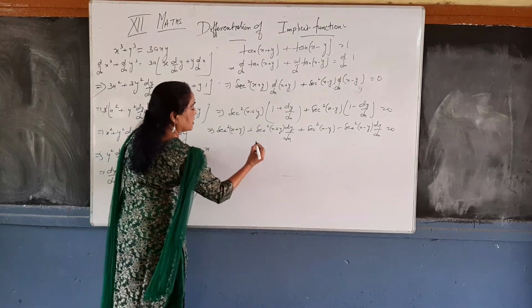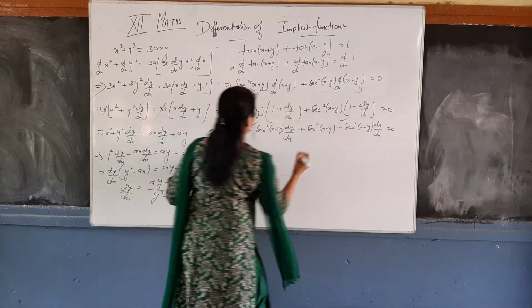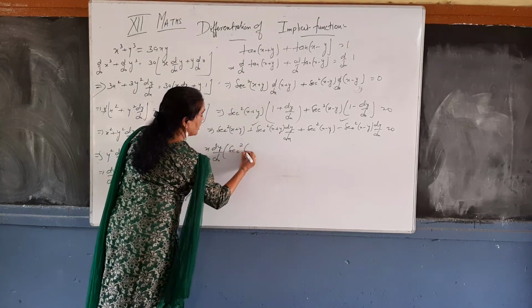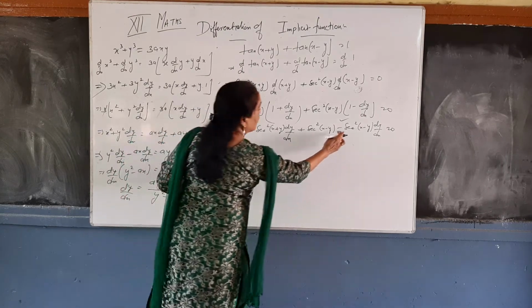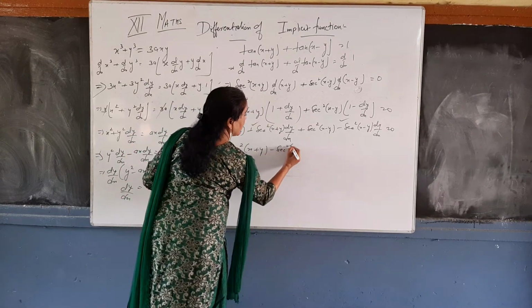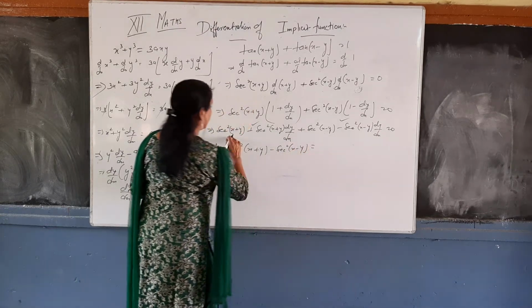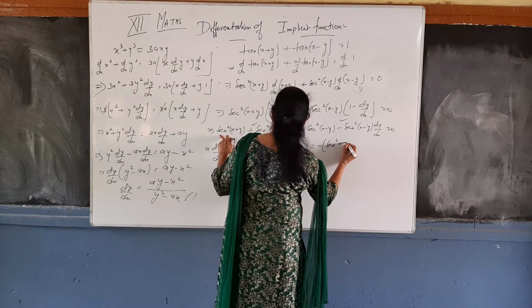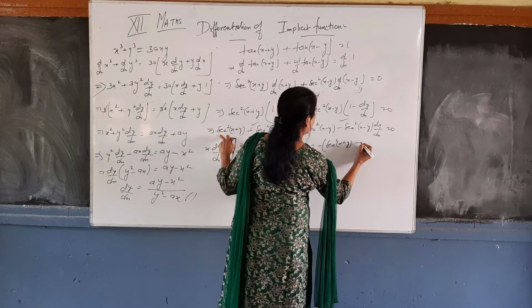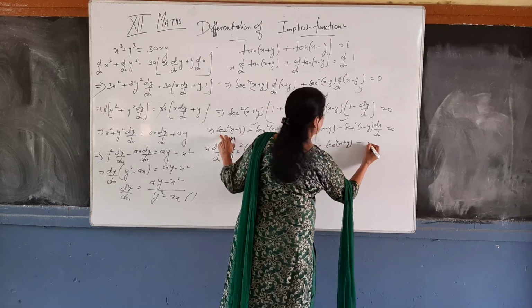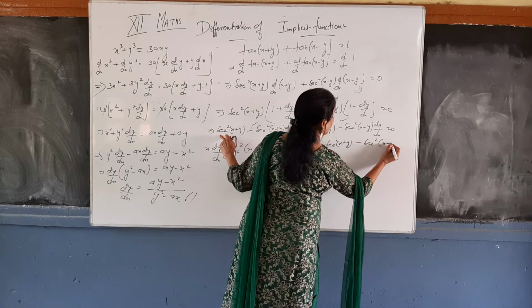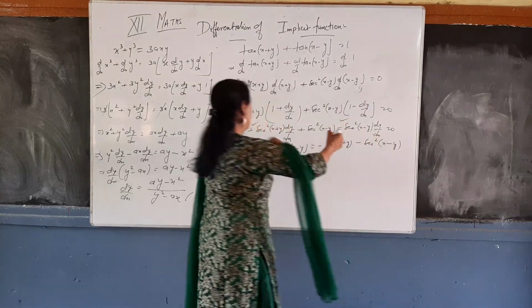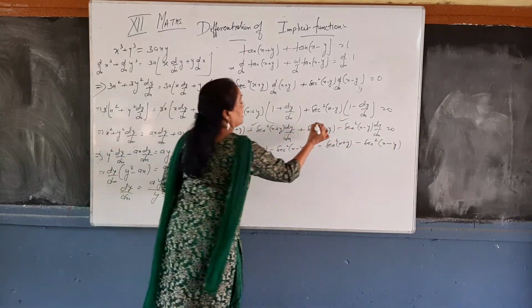So we can write here, take this dy by dx term on this side. From here dy by dx is common, so we will get sec square x plus y minus sec square x minus y. Take the other terms to the other side, so it will be minus sec square x plus y minus sec square x minus y. This term and this term we have taken on the other side.